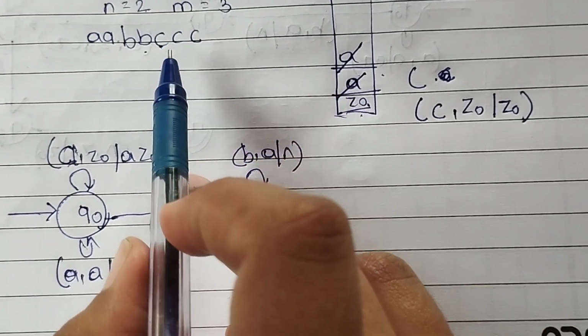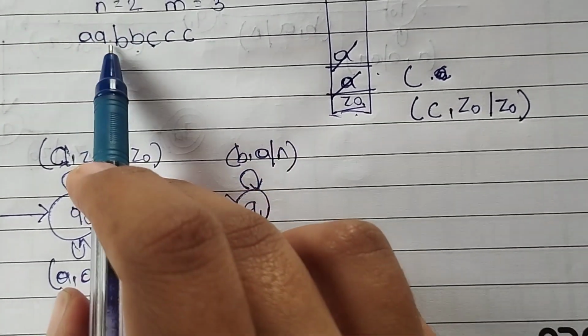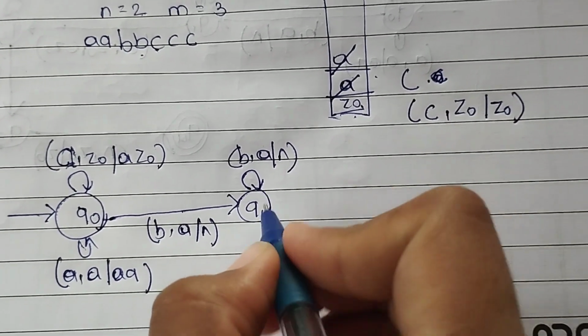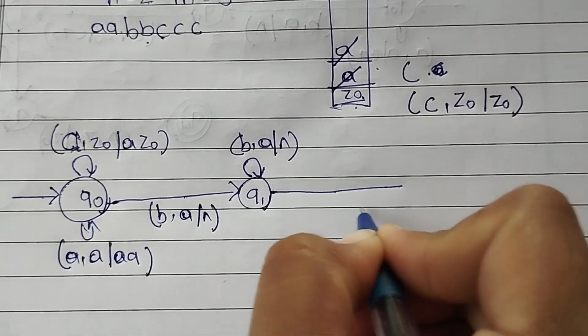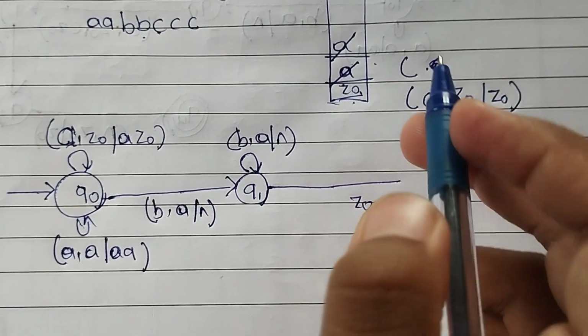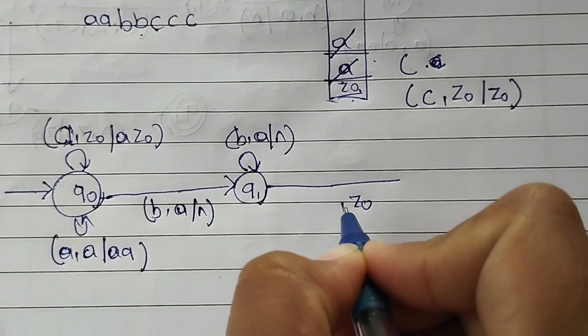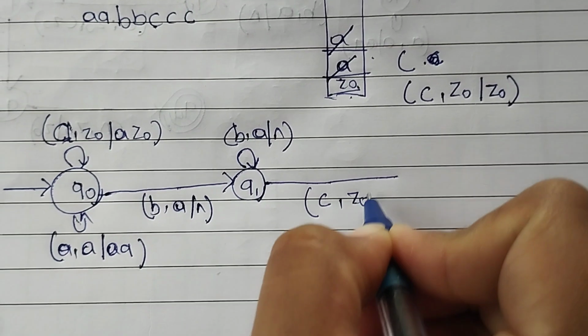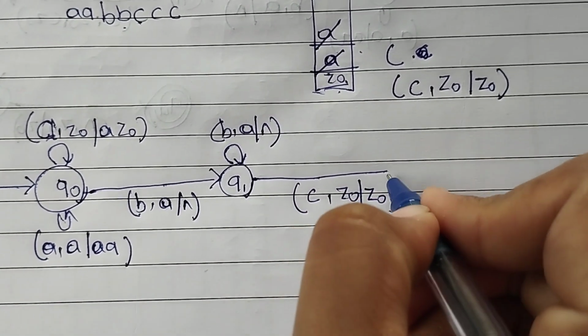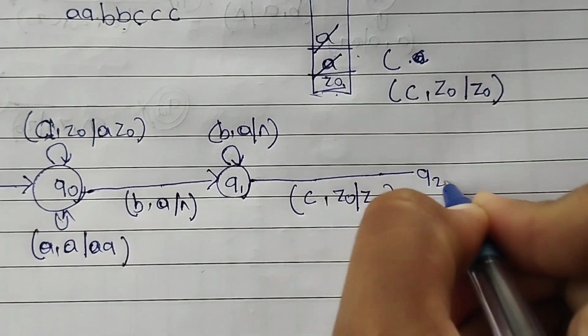In this way we complete the A's and B's. Now C comes into the picture. Now initially Z0 is present, because all the A's are completed for the B's. Now initially A Z0 is present, we read C, so we keep Z0 as it is and do not perform anything. And the next state is the Q2 state.